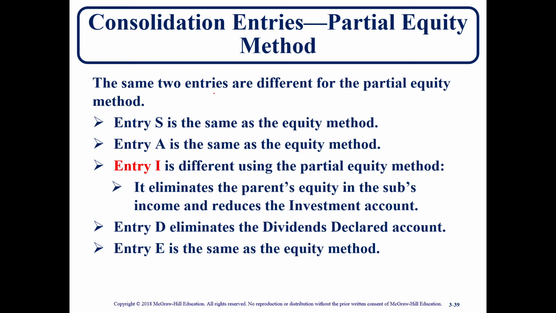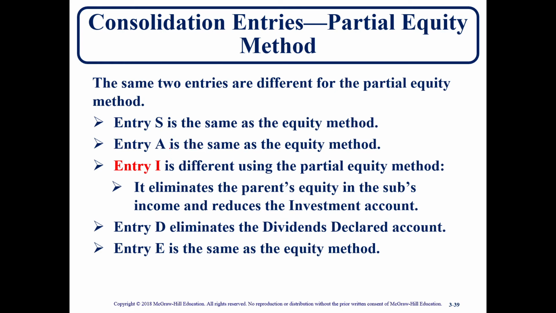So for consolidation entries purposes, and remember that neither the parent nor the sub books these consolidation entries in their financial records. This is done off financial records, only on the parent side for consolidation purposes. None of these entities, parent or sub, books these entries in their individual financial statements. And so we have entry S, which is going to be the same as the equity method, and is to eliminate the subsidiary's stockholders' equity.